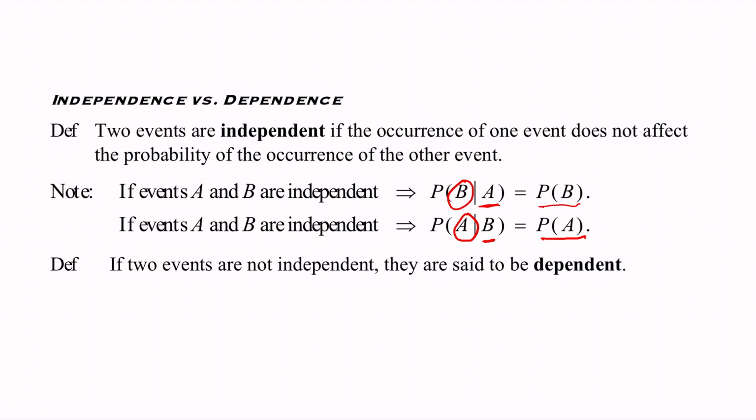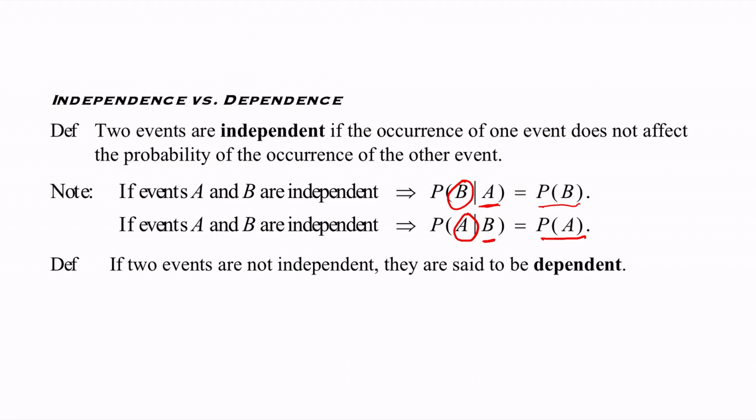So let's think of an example of two events that are independent. Well, let's think, for instance, if I'm flipping a coin, every time I flip the coin, successive flips are not affected by the previous flip. So we would say those are independent events.